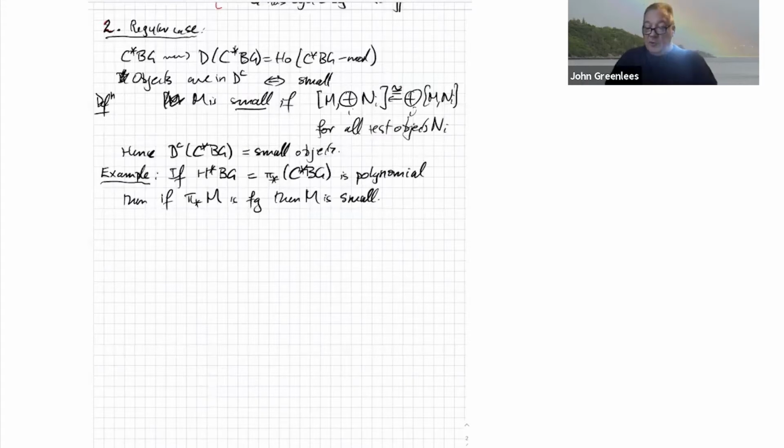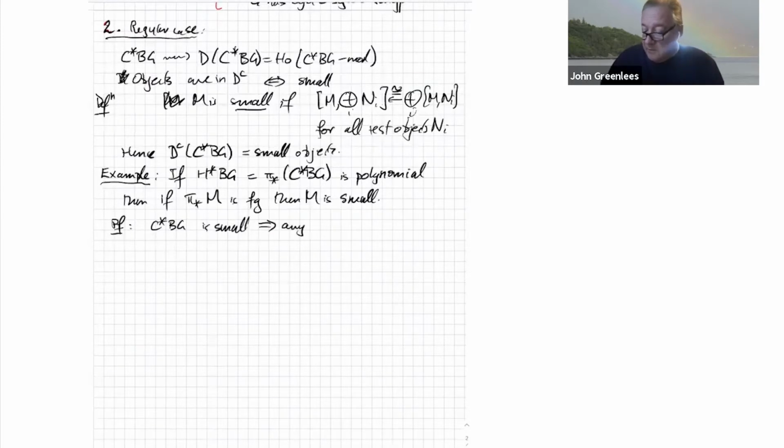Let's just think about the proof. Obviously the ring itself is small because if I take M to be the ring, then of course I just get the sum. Therefore, anything finitely built from cochains on BG is small. So all I've got to do is prove that the M I've got is finitely built.